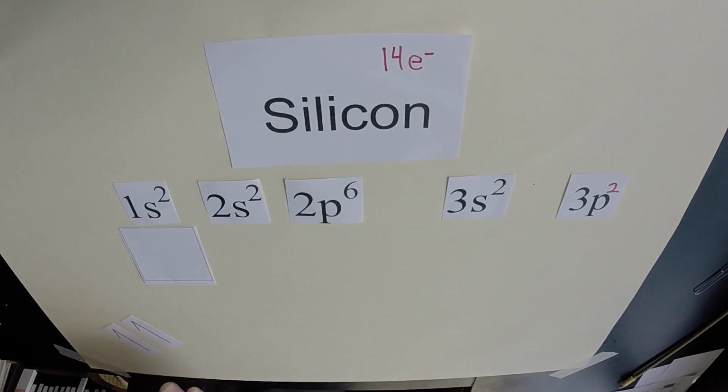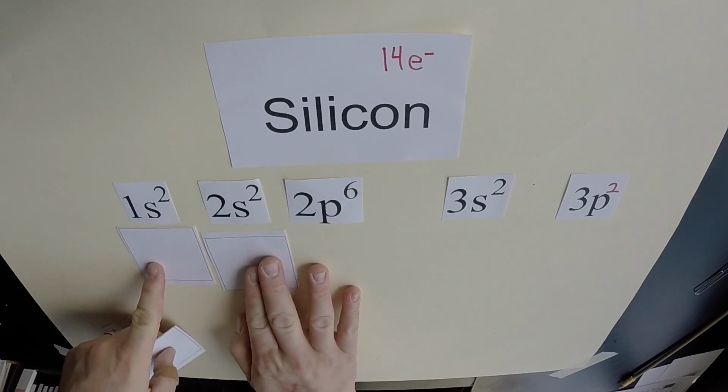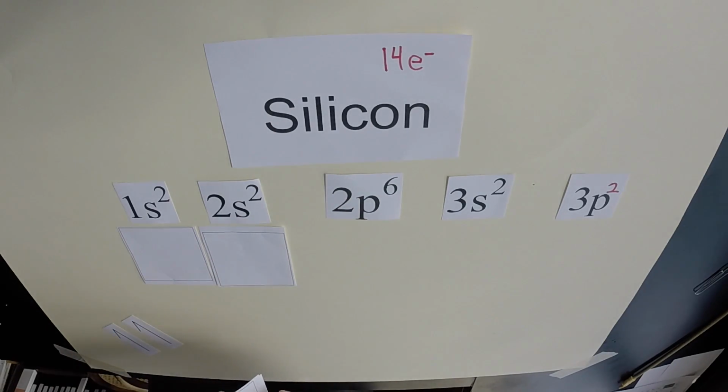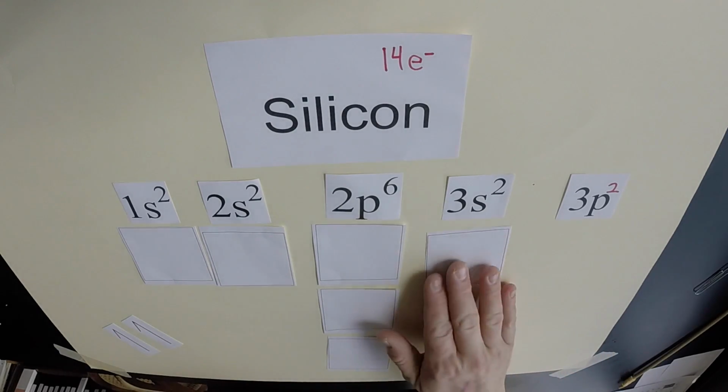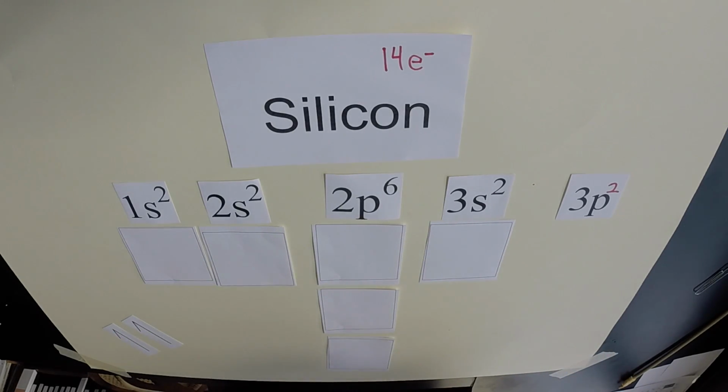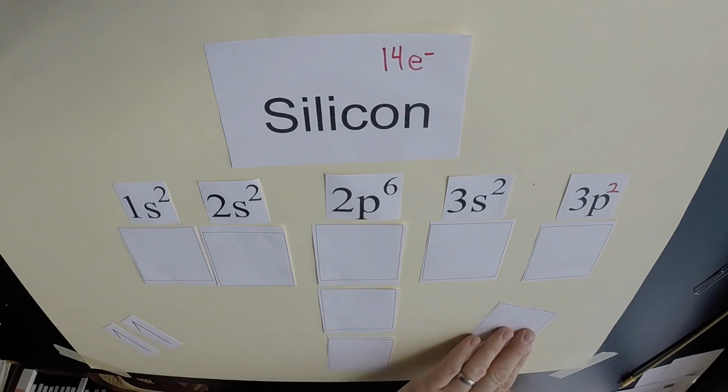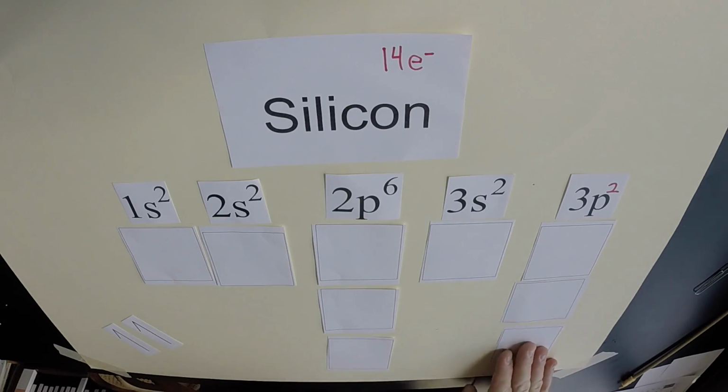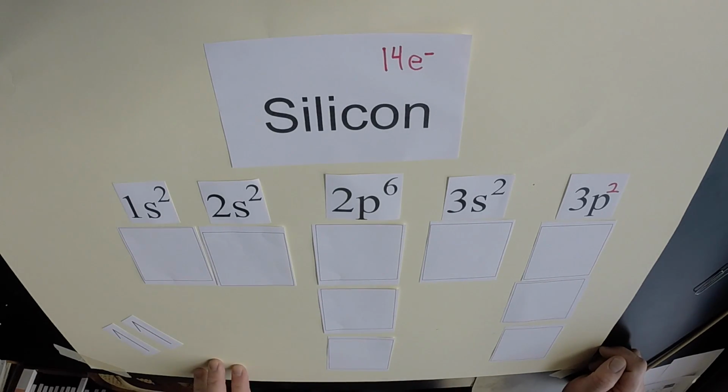Now, let's place our orbitals. 1s, that's one orbital. 2s, that's one orbital. 2p gets 3 orbitals, like so. It's like playing solitaire, right? 3s gets 1, and 3p has 3 orbitals. Regardless of the number of electrons that are present, each sublevel will always get the same number of orbitals. S is 1, P is 3, D is 5, and F is 7.